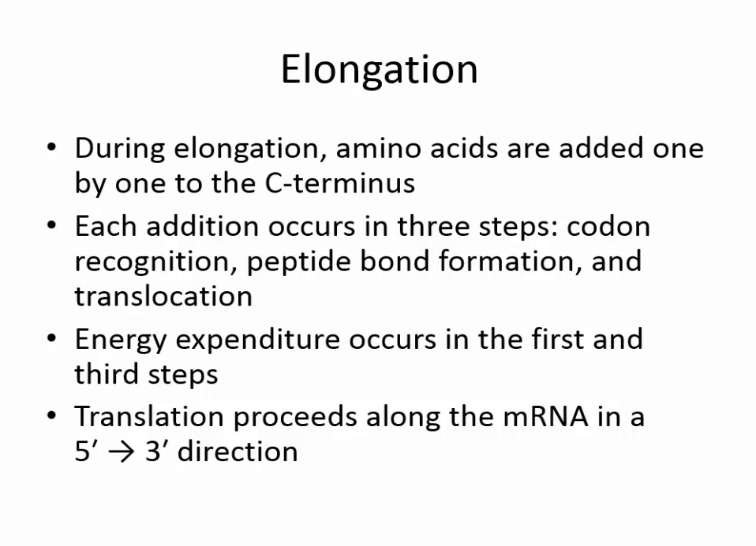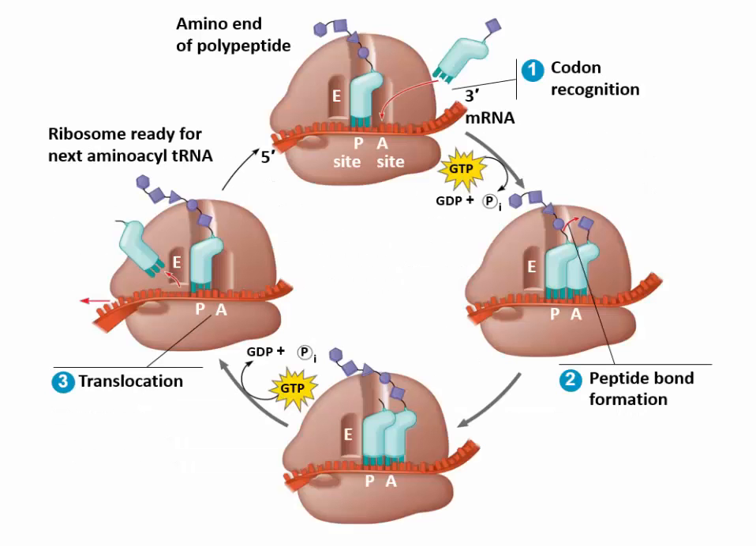During elongation, amino acids are added one by one to the C terminus. Each addition occurs in 3 steps: codon recognition, peptide bond formation, and translocation. Energy expenditure occurs in the first and third steps. Translation proceeds along the messenger RNA in the 5' to 3' direction.